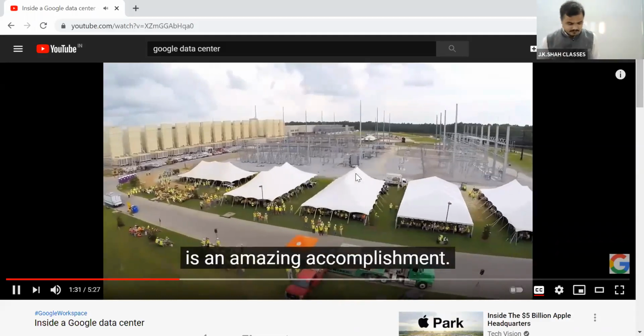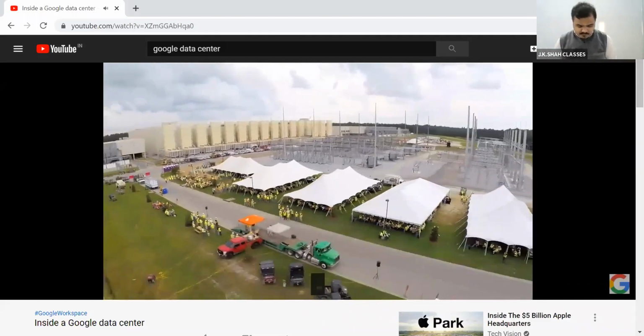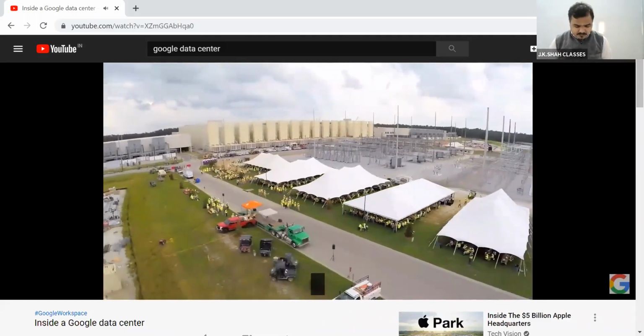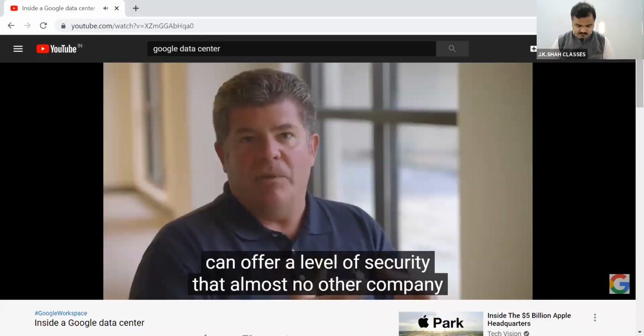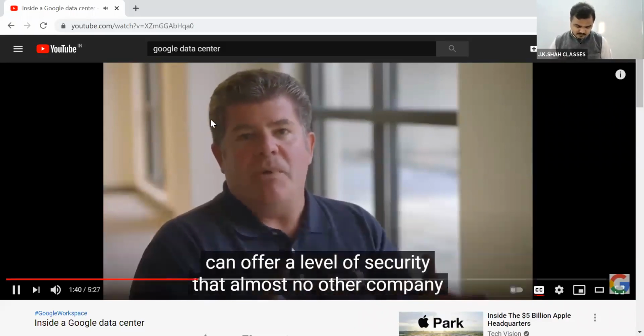That is an amazing accomplishment. I think the Google data centers really can offer a level of security that almost no other company can match.